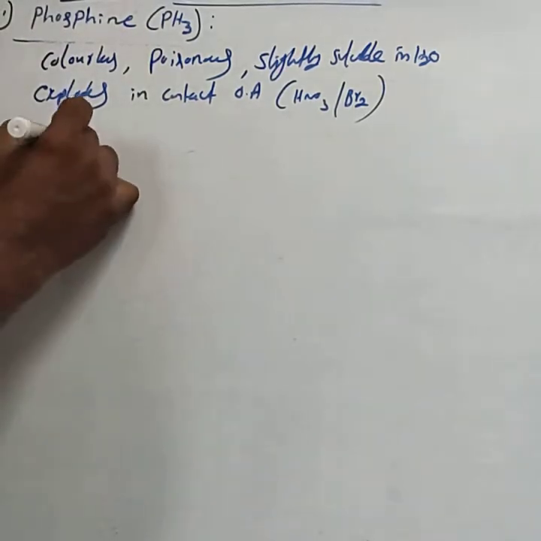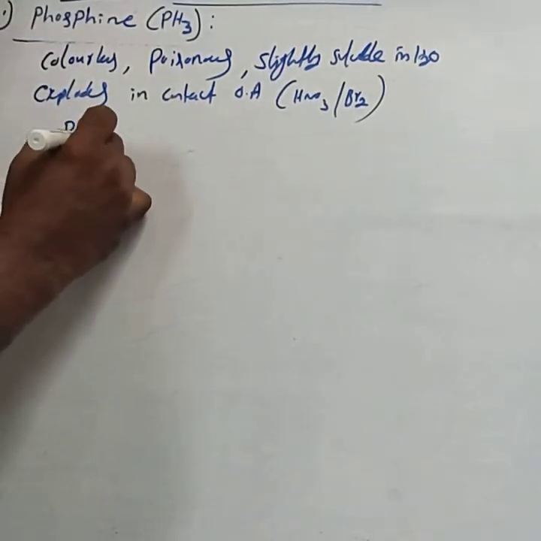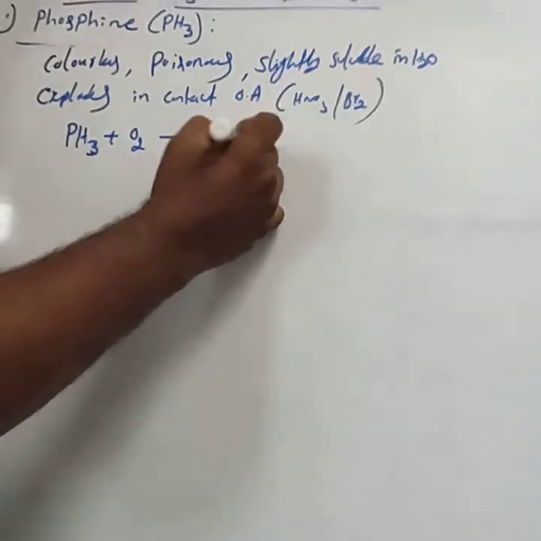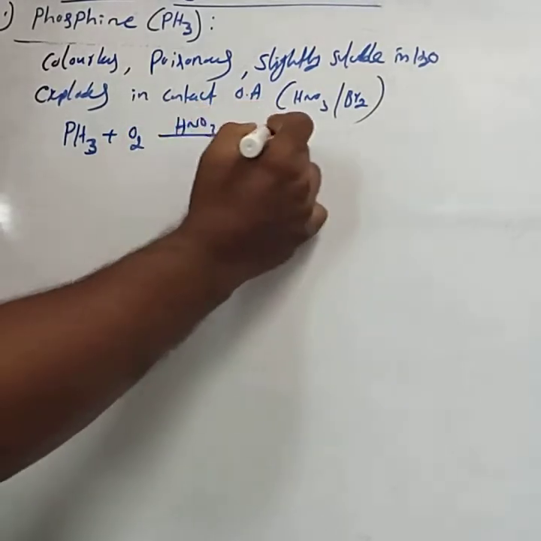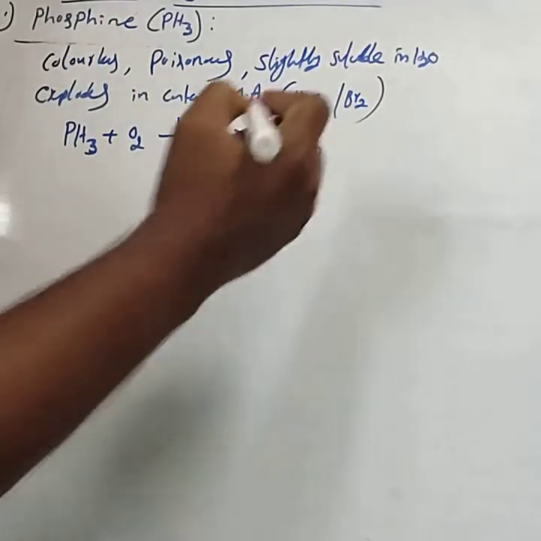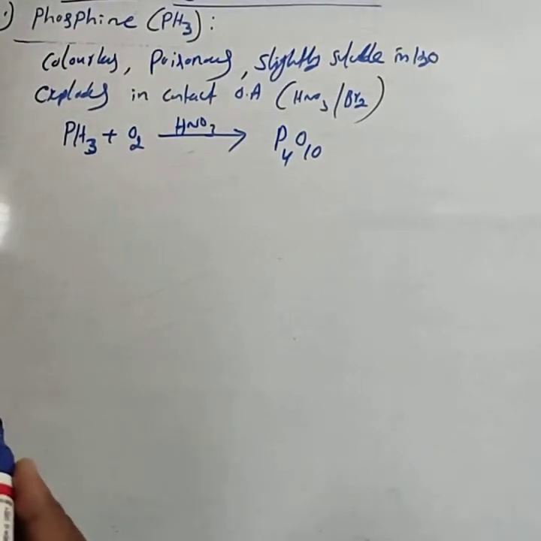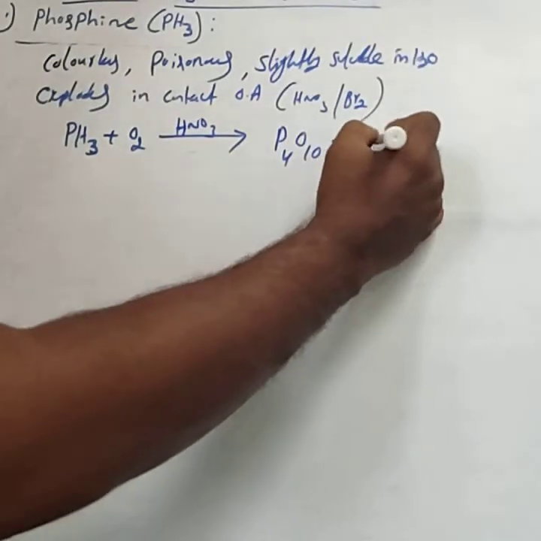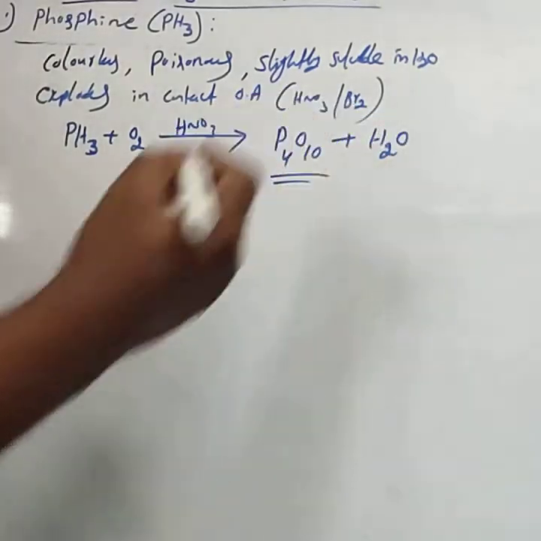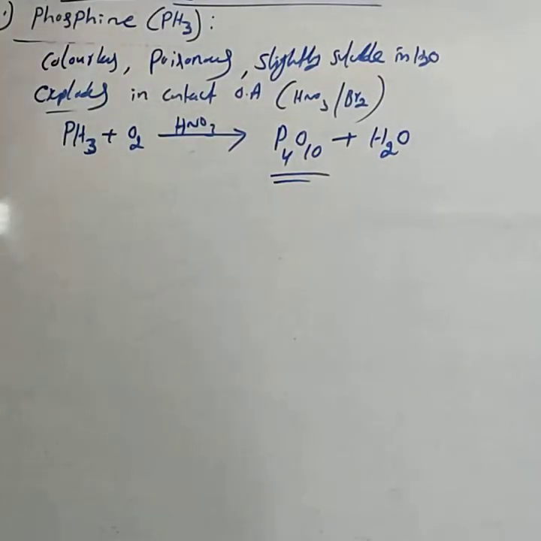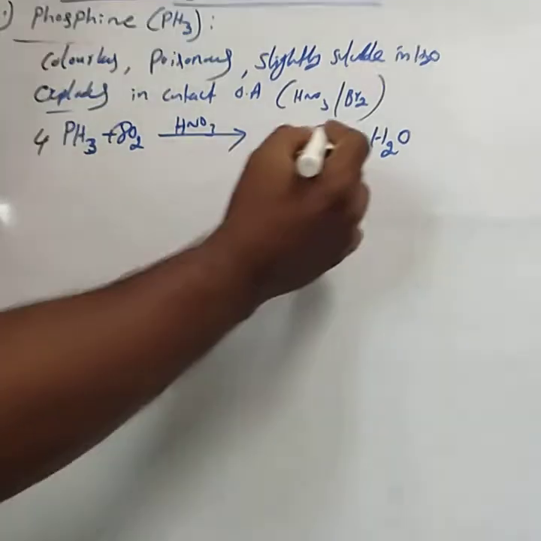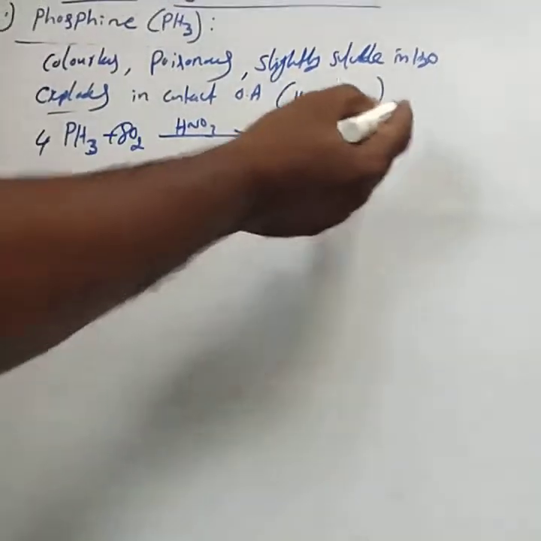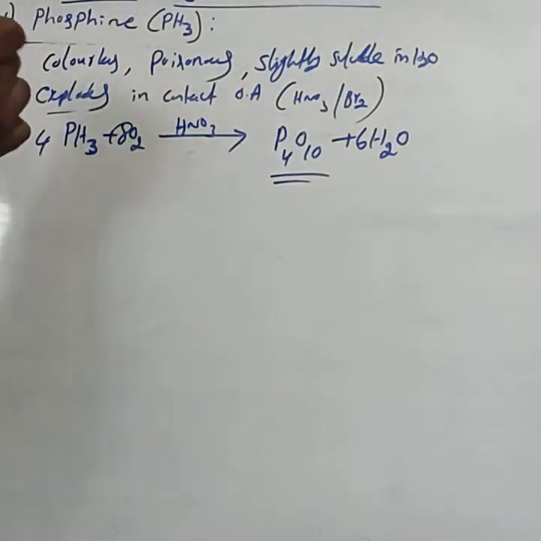Why it explodes: when it contacts an oxidizing agent, it reacts with air in the presence of the HNO3 oxidizing agent, forming P4O10, which in some cases is considered as P2O5. Due to the formation of P4O10, it explodes. To balance: 4PH3 plus 8O2 gives P4O10 and 6H2O. This is the first property.